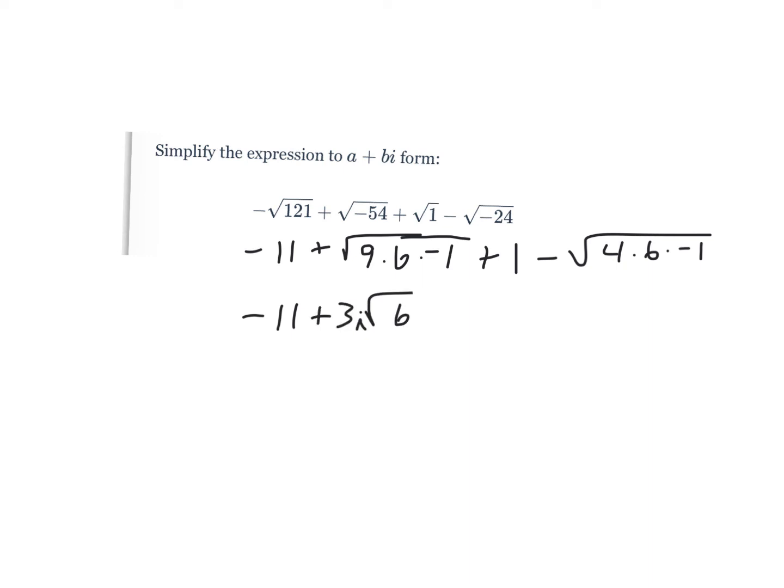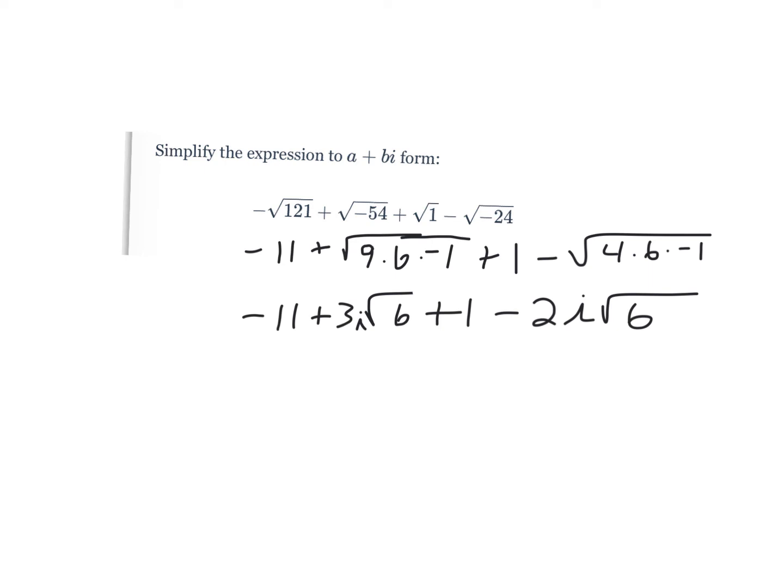Okay, and then I have my plus 1, which I just bring down. So plus 1 is here. And then minus the square root of, let's see, 4 times 6 times negative 1. Well, the square root of 4 is 2, so 2 will come outside. And then the square root of negative 1 is i. So that's going to be written as minus 2i square root 6.